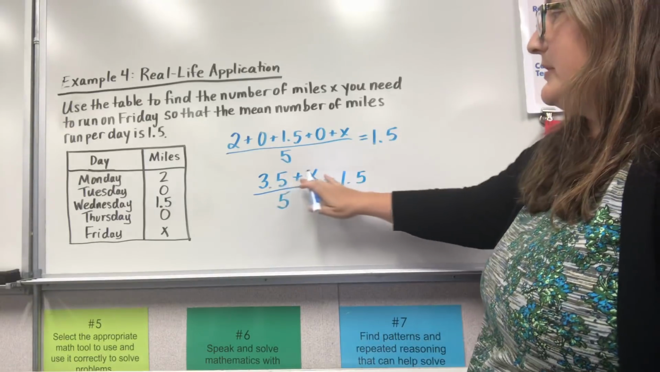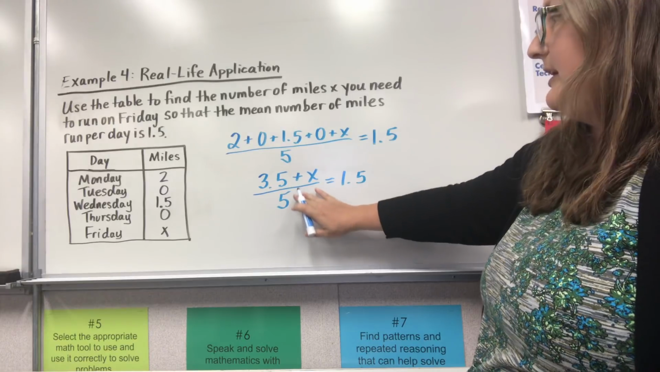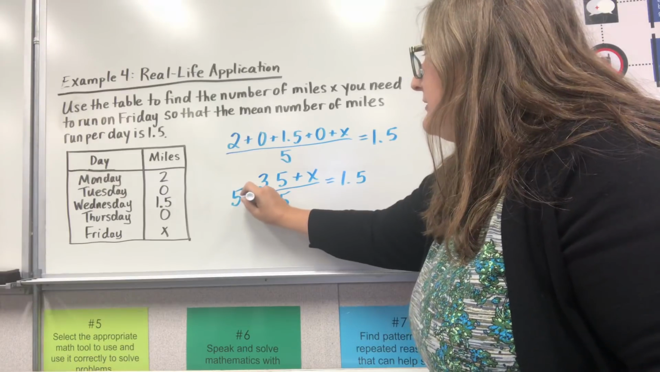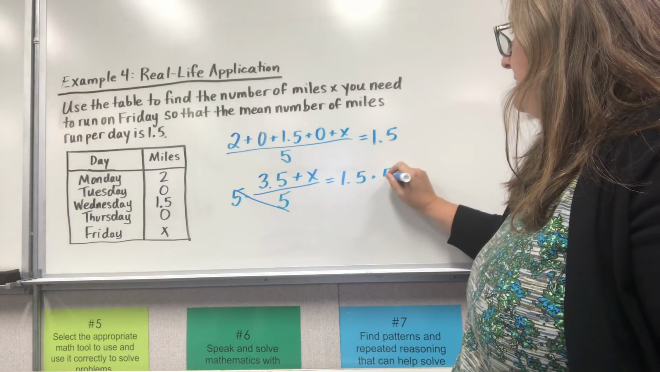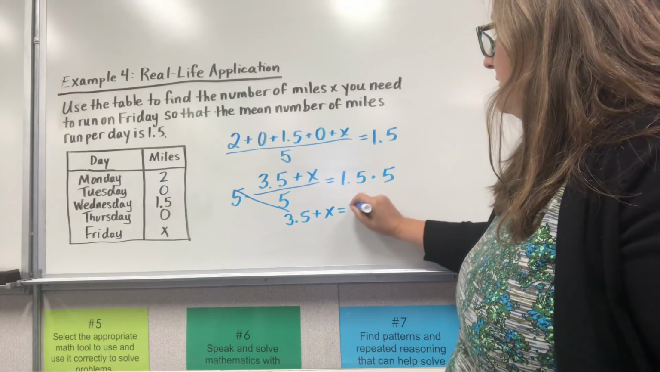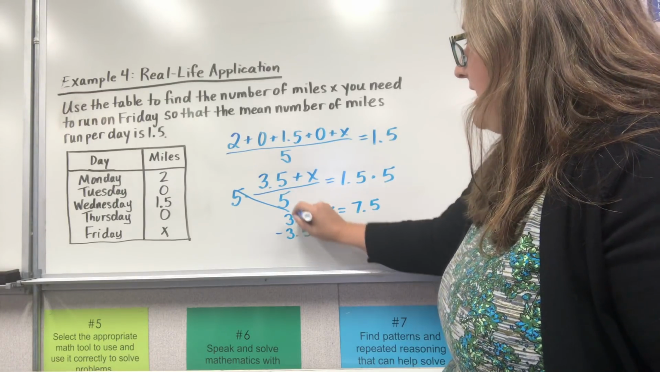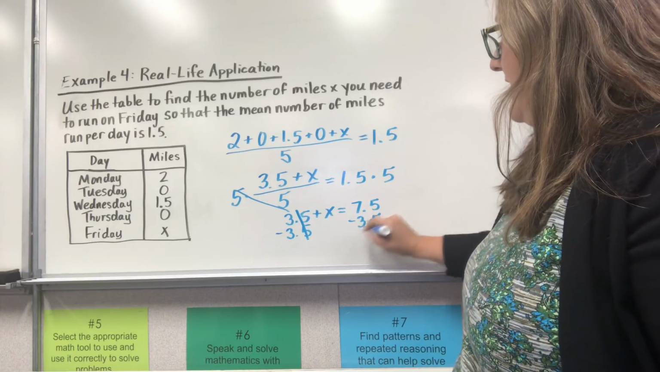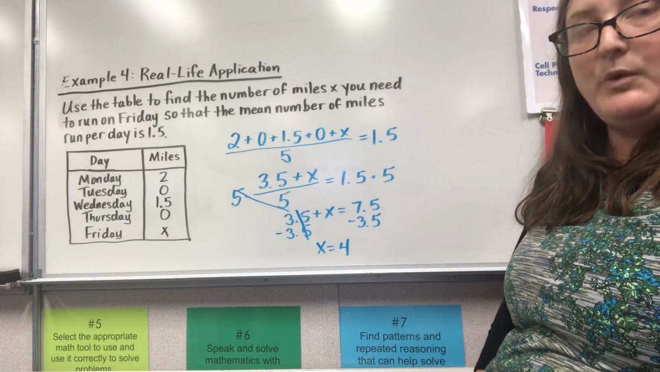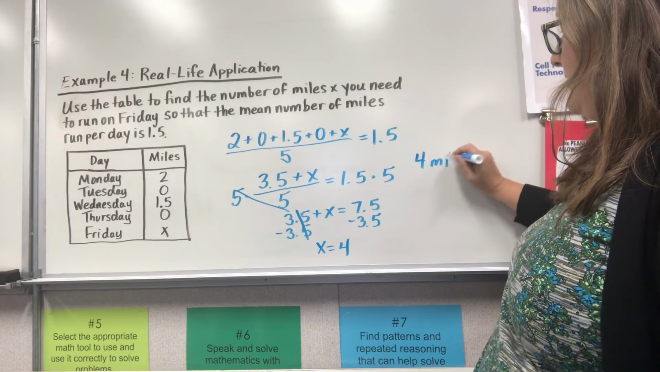Now, I can't get rid of this addition here because it's all part of my numerator. I want to get rid of this denominator first. This denominator can also be looked at as divide by 5, so I'm going to multiply by 5 to get rid of that. So I get 3.5 plus x equals 7.5. Now I will subtract out this 3.5 to get the x by itself, and I get x equals 4. So if I want my mean for the week to be 1.5, I have a lot of running to do. I need to run 4 miles on Friday.